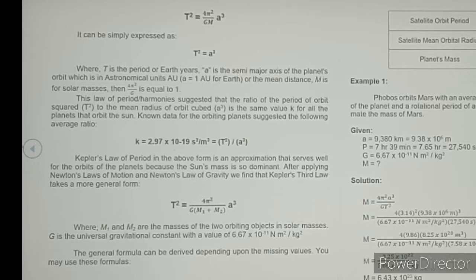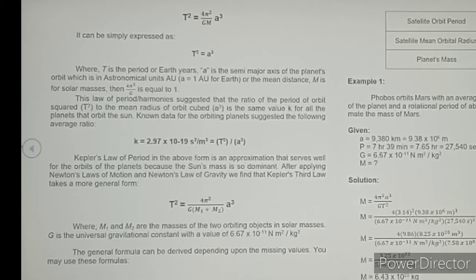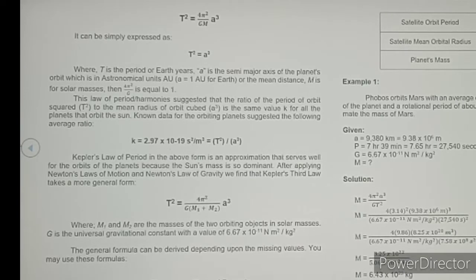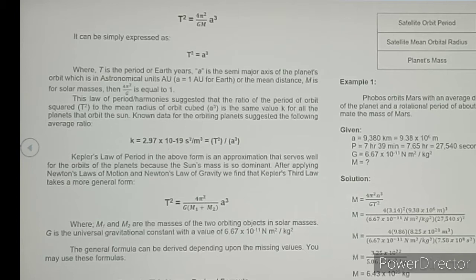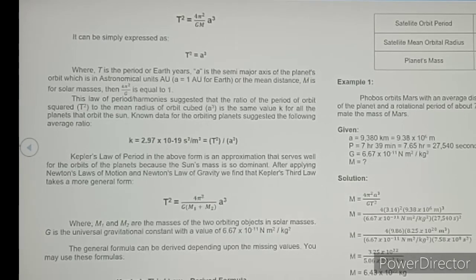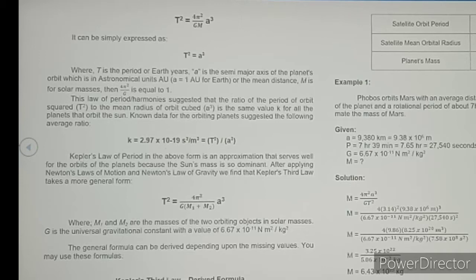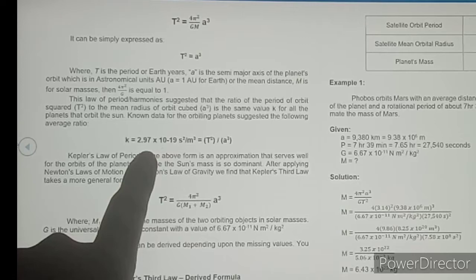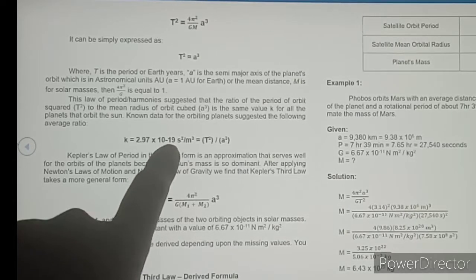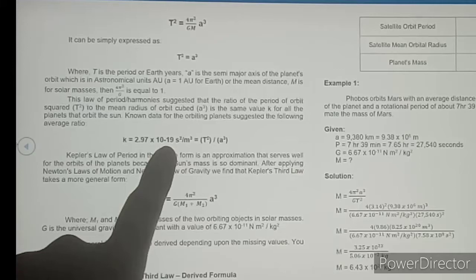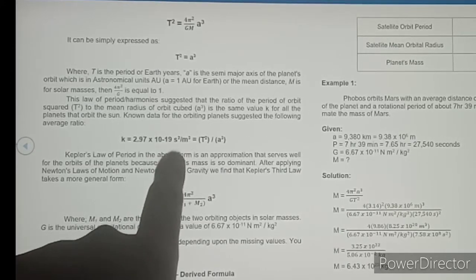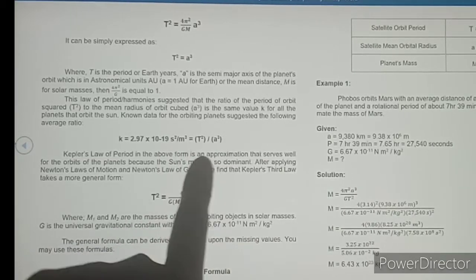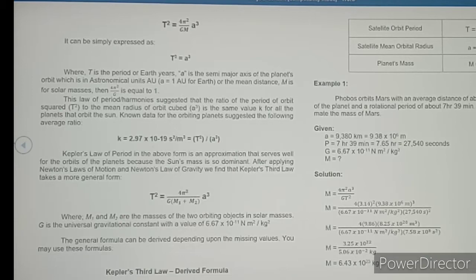So this law of period or harmony suggested that the ratio of the period of orbit squared, or T squared, to the mean radius of orbit cubed, or a cube, is the same value, or yung tinatawag nating constant, for all the planets that orbit the sun. So k is the constant, which has a value of 2.97 times 10 raised to negative 19, just to clarify. Okay? Second squared over m, or meter cube. So it is equal to T squared over a cube.